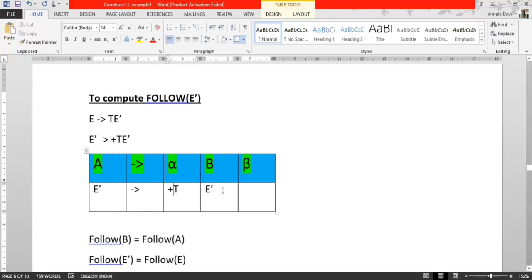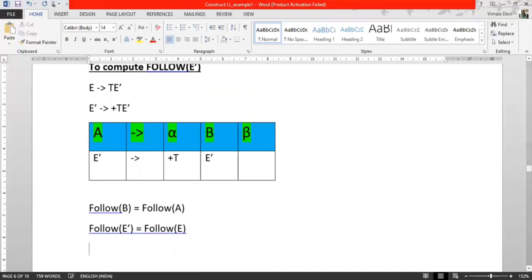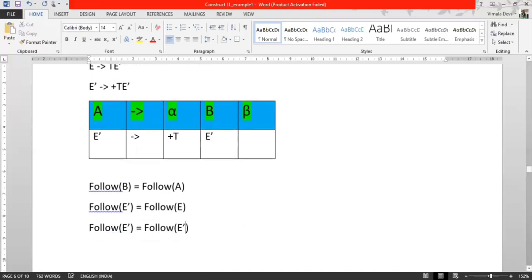So here also after E dash, there are no symbols to follow. So as per the third rule, follow of E dash is equal to follow of E dash itself. Follow of E dash is equal to follow of E dash. So there is no change in the follow set. So what follow set did we obtain for E dash? It is very simple: the dollar symbol as well as the close parenthesis.